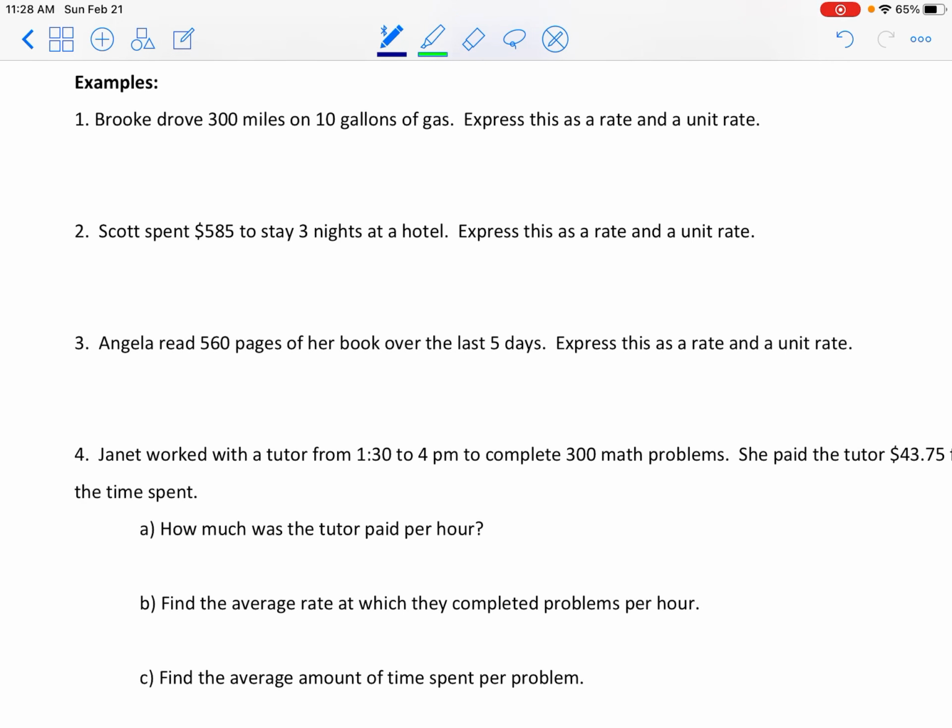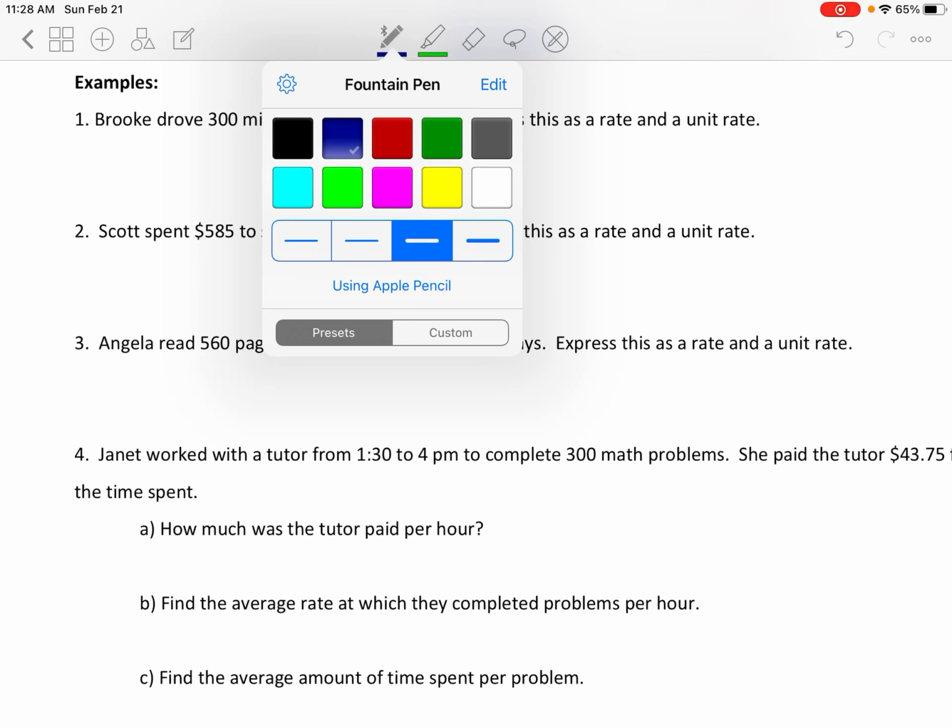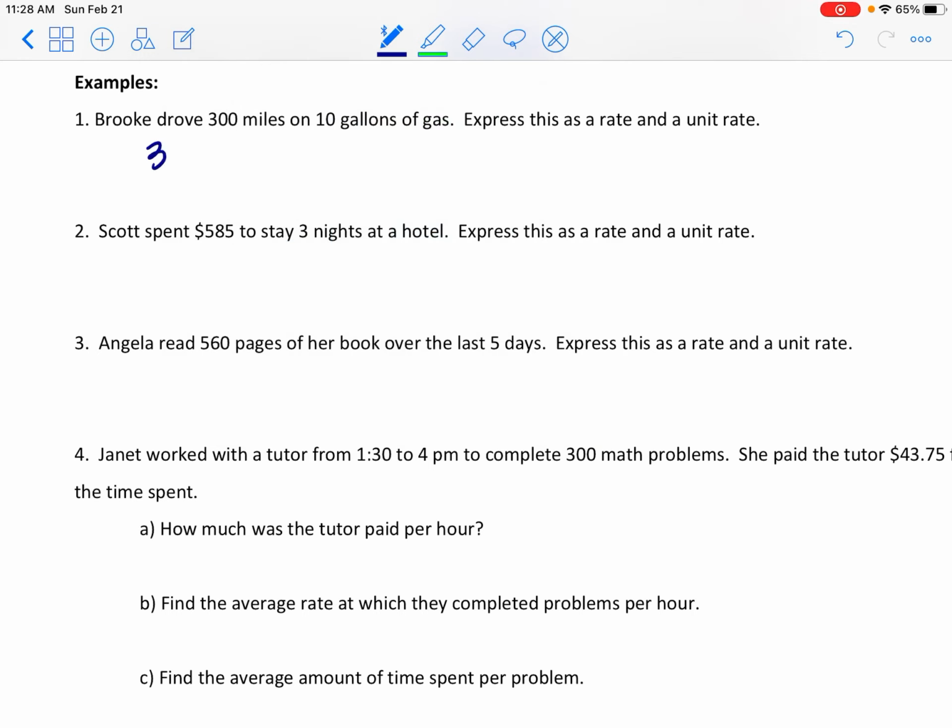It says that Brooke drove 300 miles on 10 gallons of gas. Express this as a rate and a unit rate. So 300 miles on 10 gallons. That's going to be 300 miles per 10 gallons. And that would technically be a rate, 300 miles per 10 gallons. So the exact information they give us is a rate.